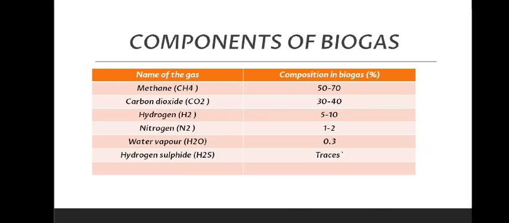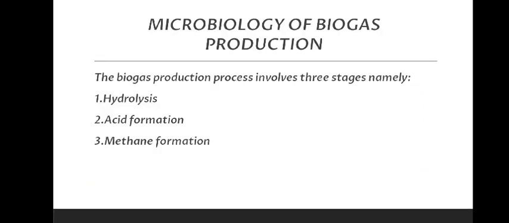Let us see the components of biogas. Methane 50 to 70%, carbon dioxide 30 to 40%, hydrogen 5 to 10%, nitrogen 1 to 2%, water vapor 0.3%, hydrogen sulfide traces. Microbiology of biogas production. The biogas production process involves three stages, namely hydrolysis, acid formation, methane formation.